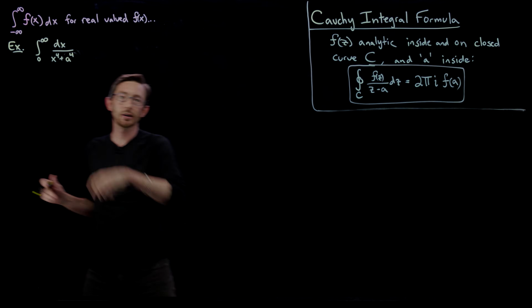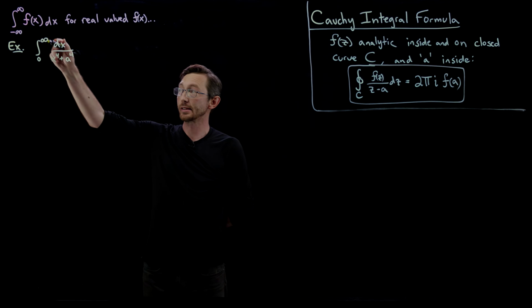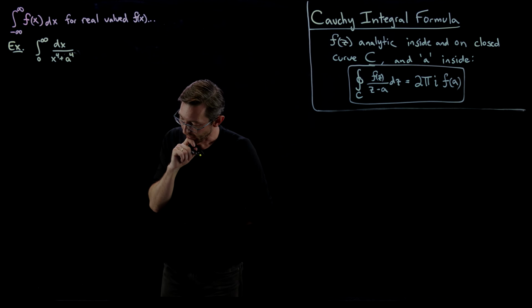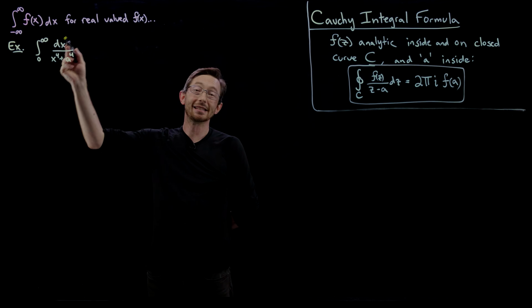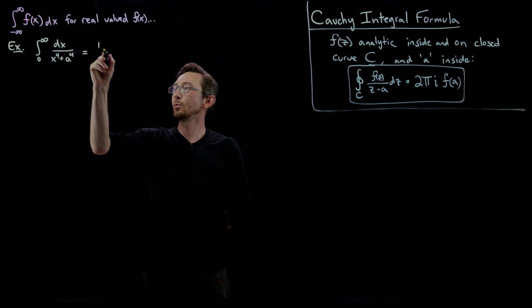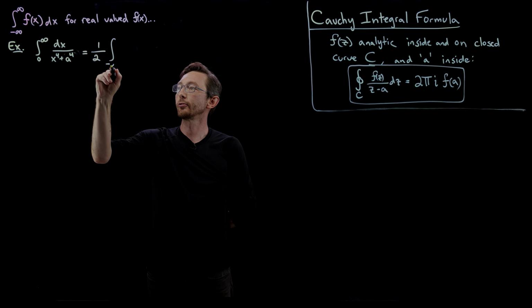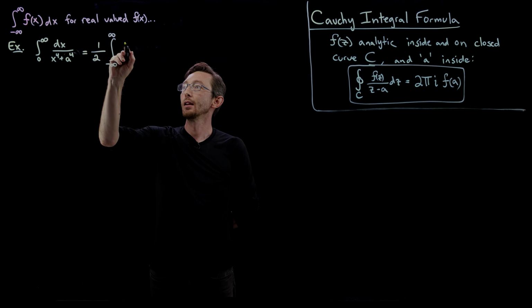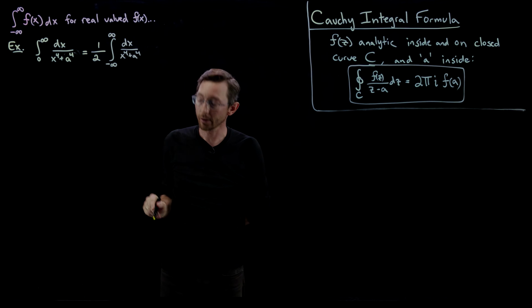So this is the function we're going to solve. This is a real valued integral from 0 to infinity of a real valued function. And the first thing we're going to do, because this is an even function in x, we can say that this is 1/2 of the integral from negative infinity to infinity of dx over x to the fourth plus a to the fourth.